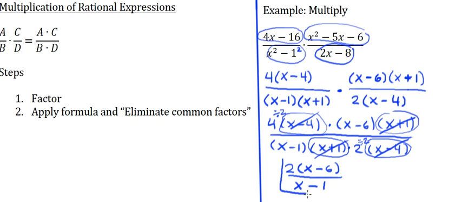Now, this should be considered to be the final answer. Mathematicians like factor form when it comes to presenting final answers. Most of the time, 95% of the time, the answer will look like this. In some rare cases, you might have to expand this, right? 2x minus 12, but again, that's very rare. Most of the time, this will be the final answer.